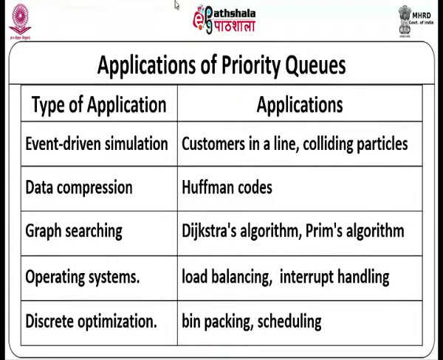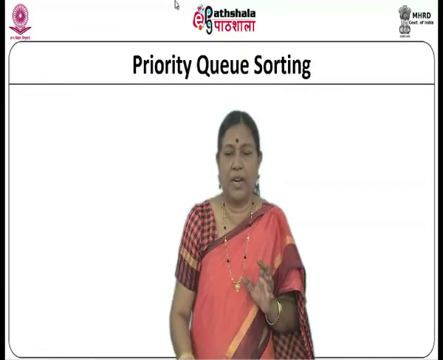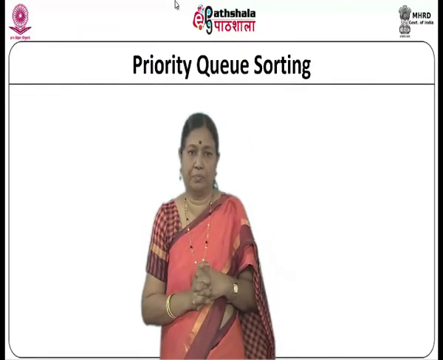And the applications of priority queues, there are different types of applications. For example, event driven simulation, such as customers in a queue in a line, colliding particles, data compression like Huffman's code, graph searching, Dijkstra's algorithm and Prim's algorithm, operating systems often used for load balancing and interrupt handling, and in discrete optimization it is used for bin packing and scheduling. We are not going to look at all the applications. So, let us look at priority queue sorting now.